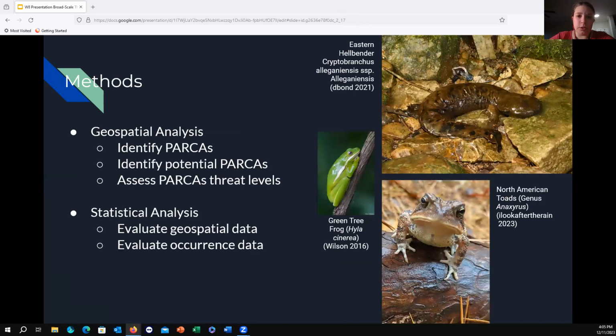The methods of this project are centered on identifying PARCAs and potential PARCAs. Once these are identified, they will be assessed for extrinsic threat levels. During the geospatial analysis, several different statistics will be calculated to assist with evaluating different threat criteria.